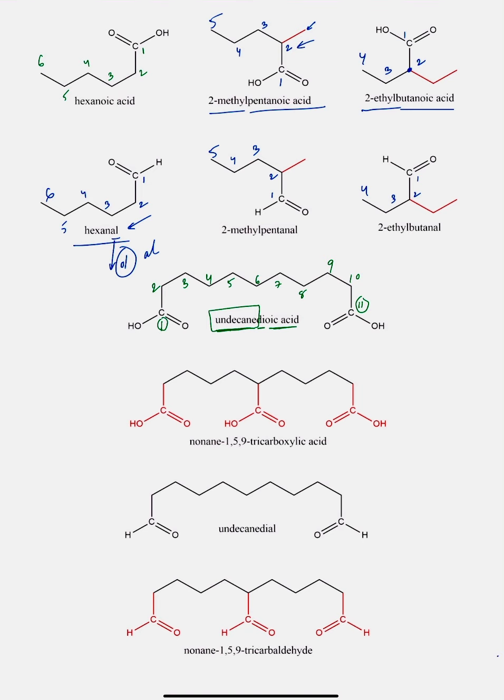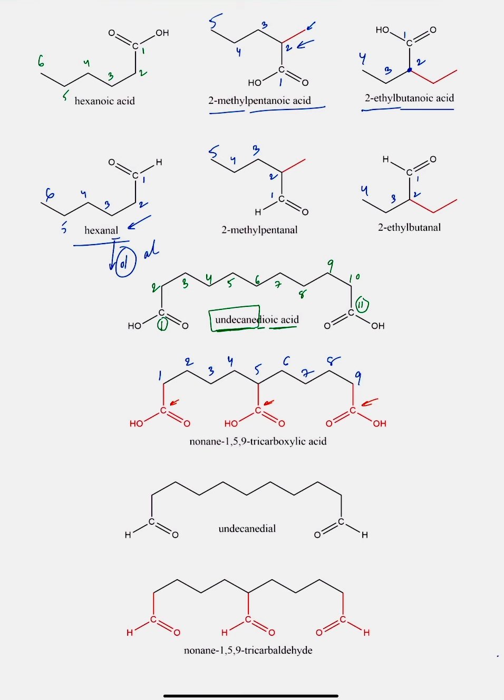But what if you have three COOH groups? When you have three COOH groups, the rule is that you do not consider carbonyl carbons while numbering. You just consider the chain to which more than two COOH groups are attached. Here we have three, that's why numbering is done from here: 1, 2, 3, 4, 5, 6, 7, 8, 9.